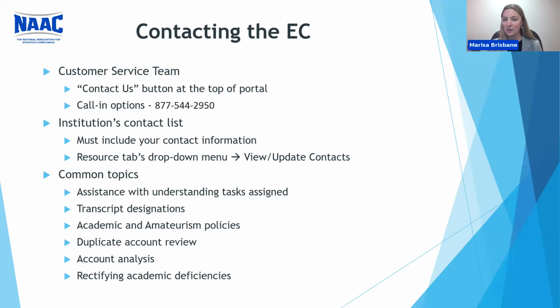Personally, I've had situations in the past where I'm going through a core course breakdown, I cannot for the life of me figure out why I'm getting a different number of quality points than the EC is. And then finally, after going through it, I pick up the phone and I call, I realize that a grading scale changed a couple years back, things like that. So again, just an effective way to work through and navigate the Eligibility Center, and just a quick reminder that there are people on the other end that are happy to help.